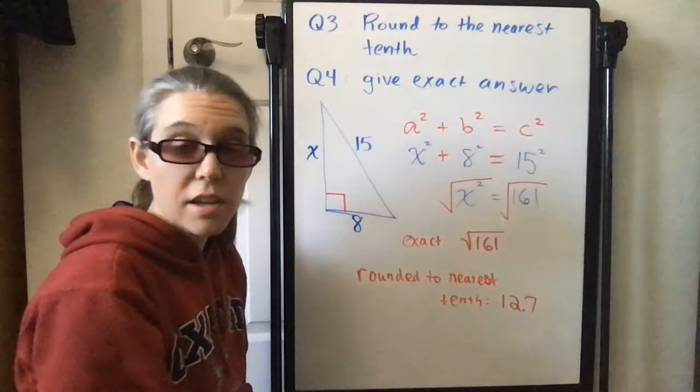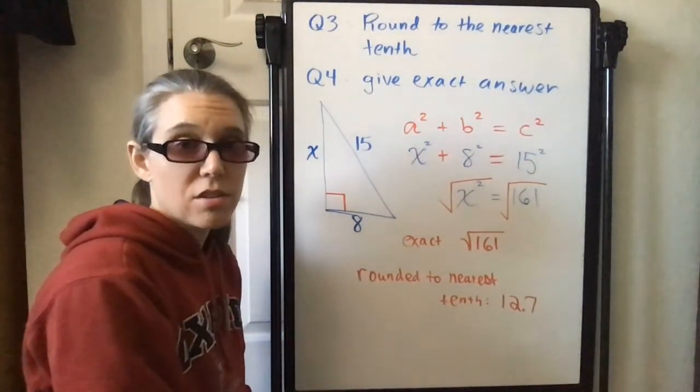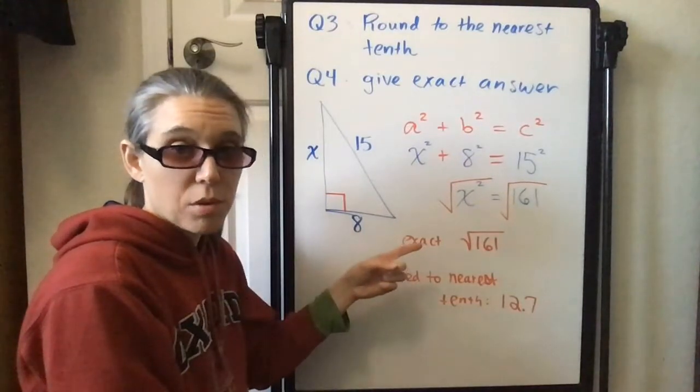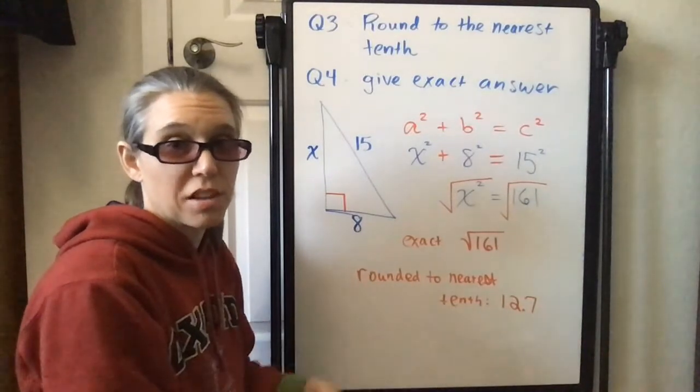This problem did not include units, so you don't have any units to include. But just pay attention to the directions. If the directions say exact answer, leave it in the square root. If it says round, then round, and make sure that you round to the appropriate decimal place.